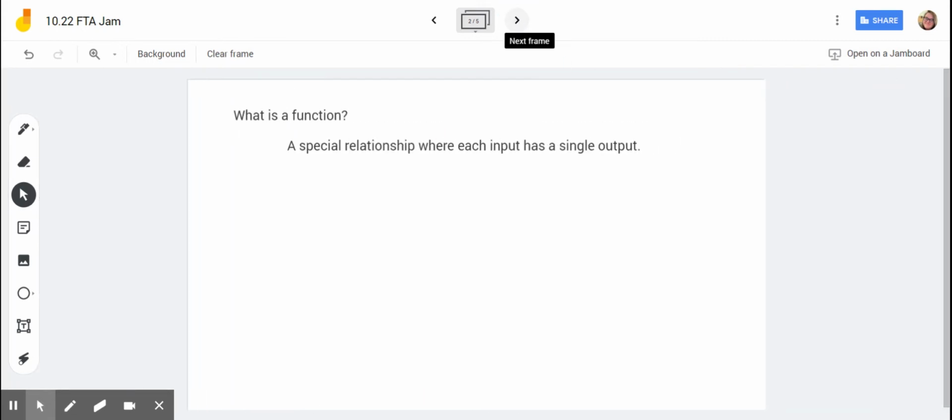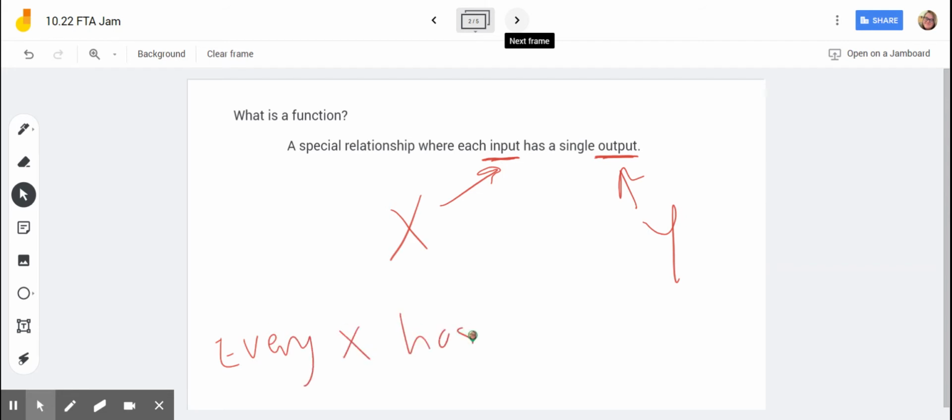Today, we're going to briefly look into how to figure out if it's a function if we have a map, a table, or a set of ordered coordinate pairs, okay? So a function, what is that? It's a special relationship where each input has a single output. Now, input is just a fancy way of saying every x value has one y value, okay? So every x has one y, okay?